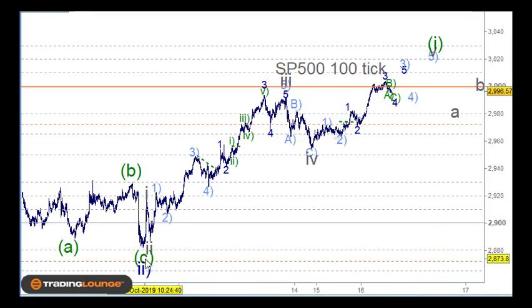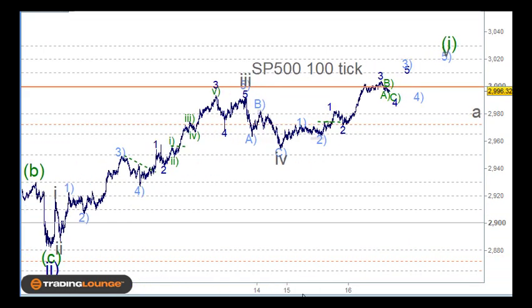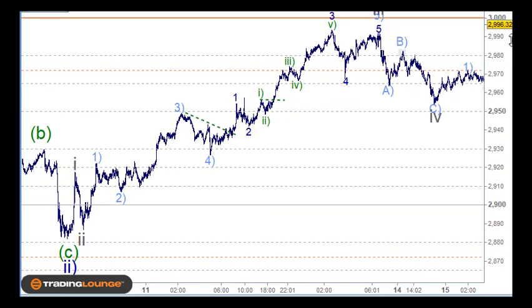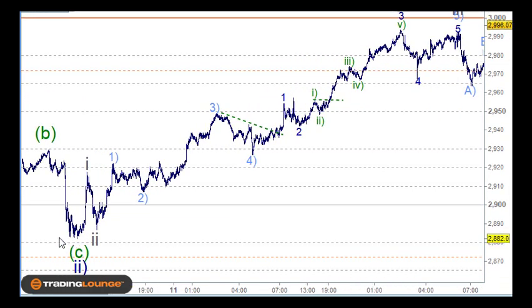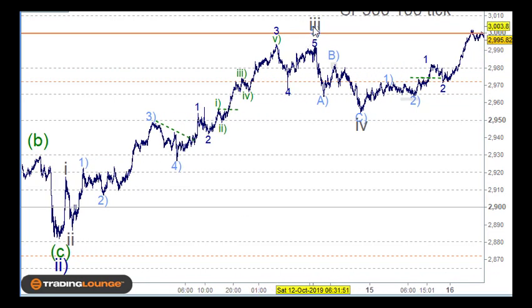So yeah, look, when I count from this low here, it's a little bit wave 1 and 2 here, then 1 and 2 and 3 and 4 here, and then counting 1 and 2 and 3 and 4 and 5 to here to make this wave 3, and ABC for wave 4 here.